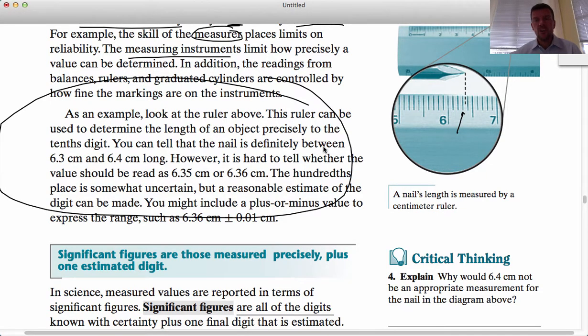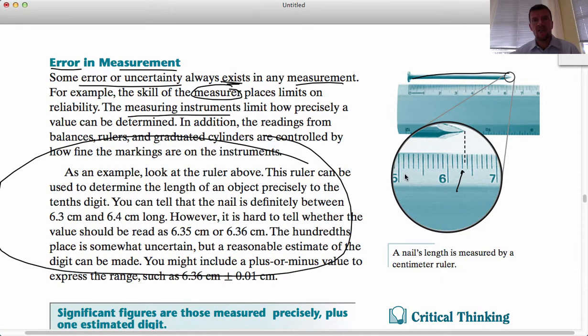Now, when you measure, you are always allowed in science to measure to a decimal place where your last decimal value is a guess. Here's what I mean. This ruler right here, you know that this nail is longer than 6 but shorter than 7. That is guaranteed. Also, everybody would agree that the nail is longer than 6.3, but shorter than 6.4. Everybody would probably agree that it's between 6.3 and 6.4.